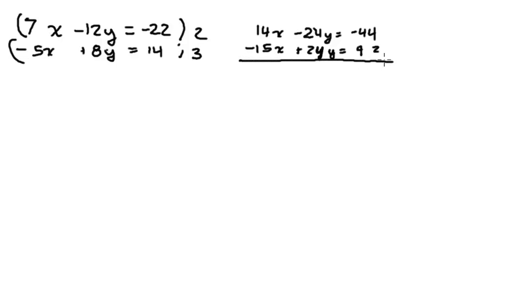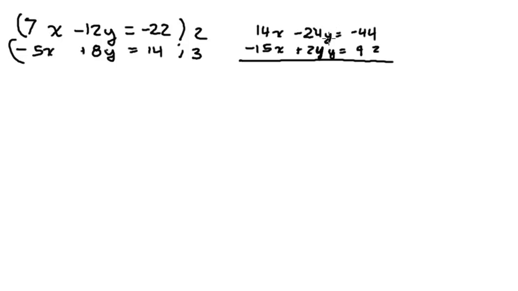So the reason I did that is now negative 24 and 24 are opposites. I can now add these two equations together. The reason I can do that is by the rules of algebra, I can always add the same thing to both sides of an equation. And this equals that, so I can add this to this side of the equation, and I can add this to this side of the equation.